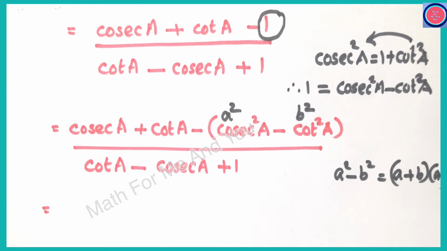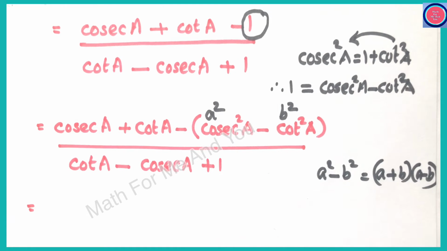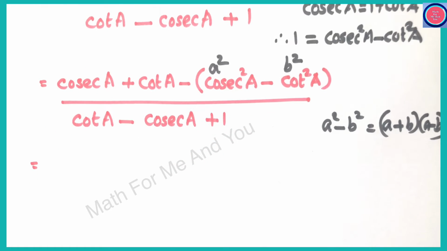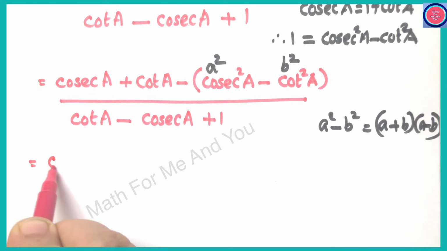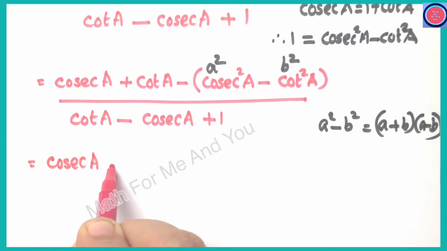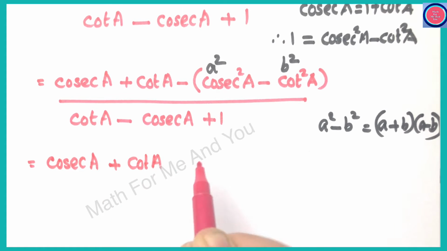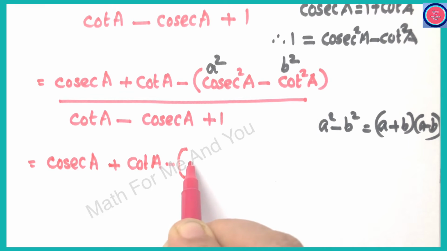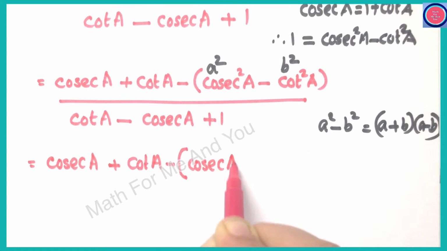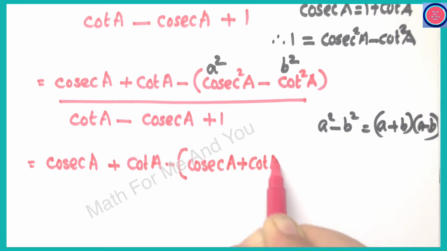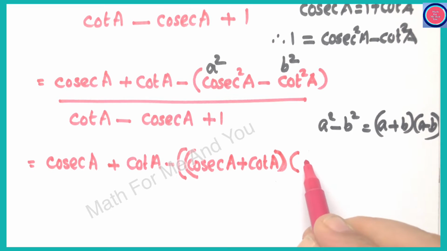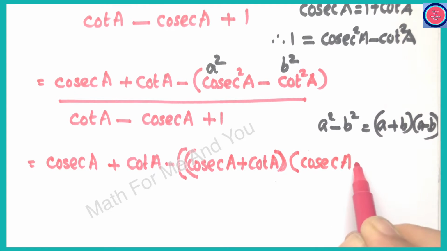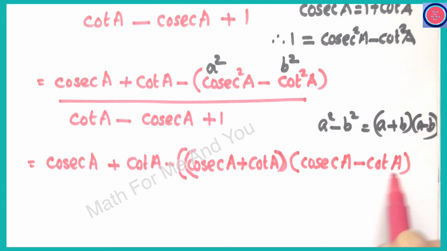Here, if we consider A as cosec A and B as cot A, we could expand this as A plus B times A minus B form. So the next step we are going to write cosec A plus cot A same as it is. After that minus, and only the bracket terms we are going to expand. Cosec A plus cot A minus, after minus we have to be careful. We are going to split this as A plus B times A minus B form. So we get cosec A plus cot A times cosec A minus cot A. That is, A is cosec A and B is cot A.